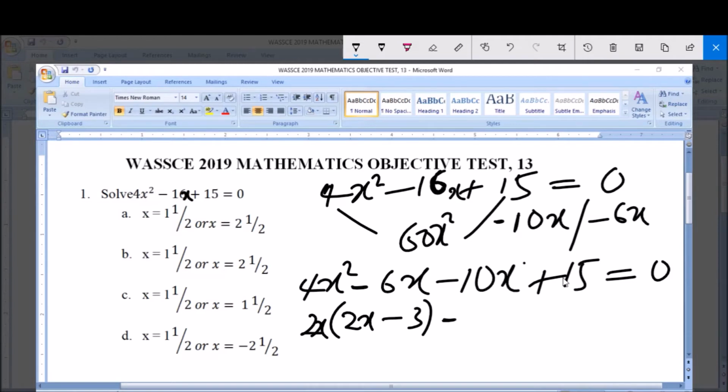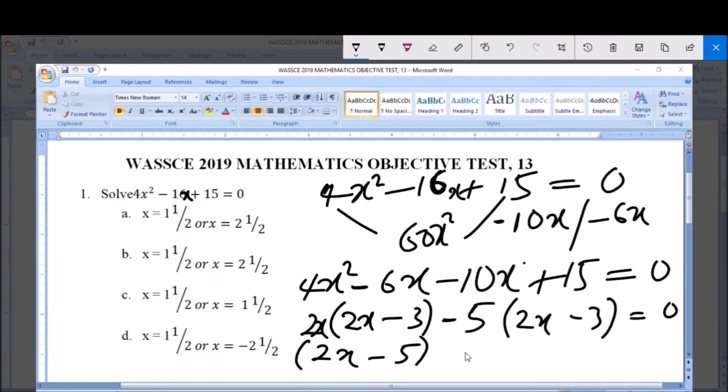Then the common factor in the other part will be minus 5, into 2x minus 3, equals 0. It is minus because when you factorize again, minus 5 multiplied by minus 3 will give you 15. So to solve further, we have 2x minus 5, into 2x minus 3, and these are our final factors. So everything is equal to 0.